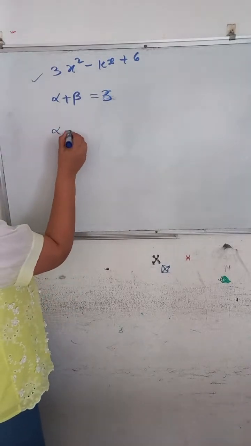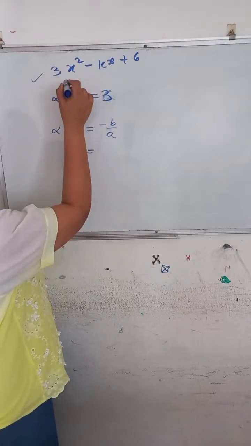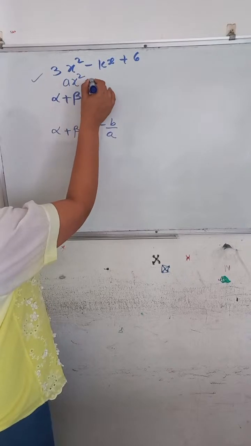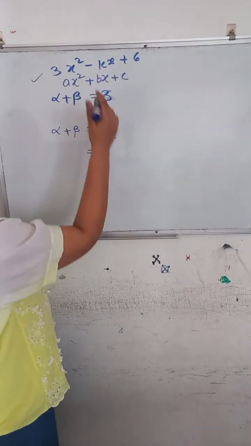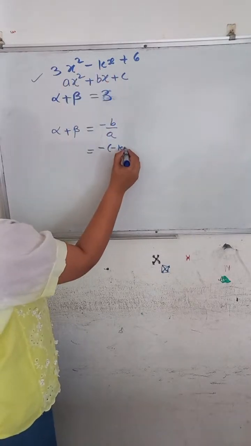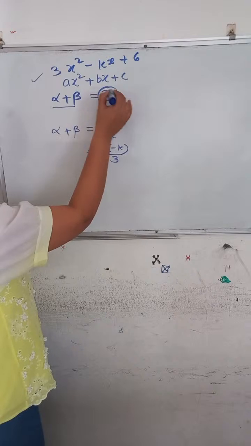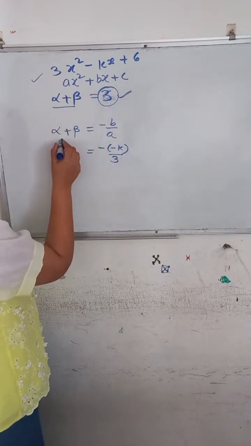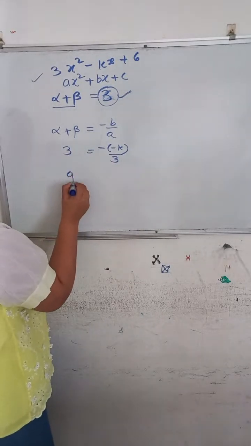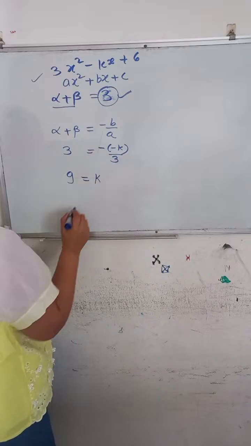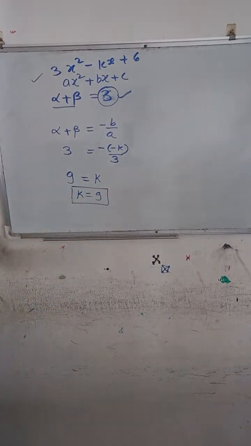So, the sum of the zeros according to the formula is minus b by a. Writing the standard equation ax square plus bx plus c, minus b is nothing but minus k, and a is nothing but 3. Here the value of alpha plus beta is given as 3, so alpha plus beta is 3. Now transpose this 3 over here. 3 threes are 9, and minus of minus is k. So the value of k is 9. This is a one mark question.